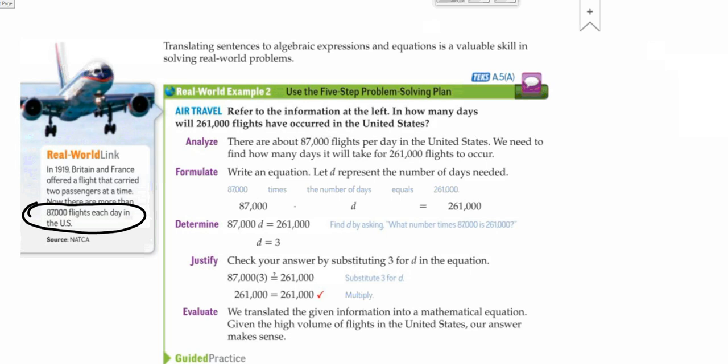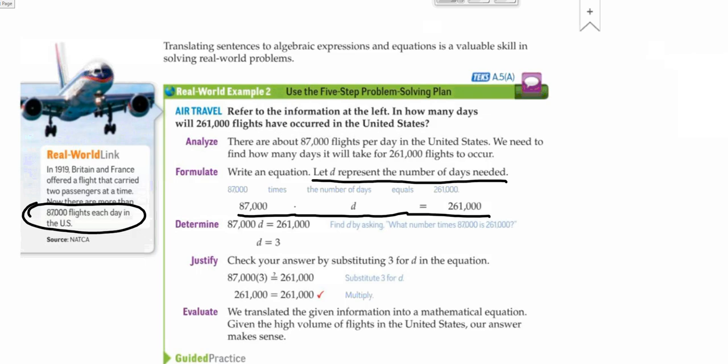So here's the analyze part of step 1. 87,000 flights per day in the United States. We need to find out how many days it will take for 261,000 flights to occur. So here, I'm going to underline that D represents the number of days needed. That's defining the variable. Well, if it's 87,000 per day, there's your 87,000. There's your dot symbol for multiplication. D will represent the number of days. Equal sign 261,000.